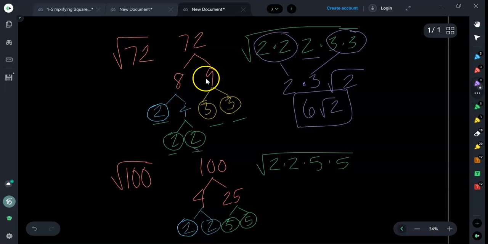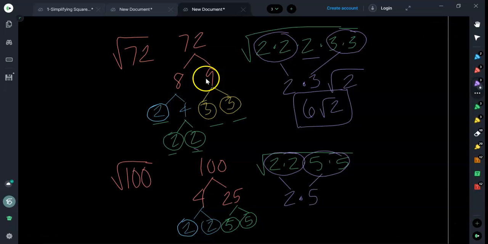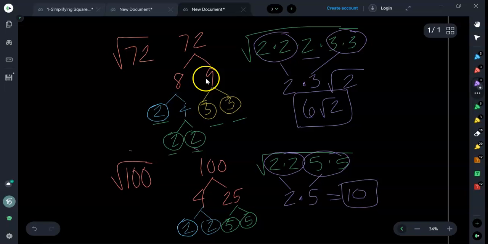My next step, let's look for pairs. We've got 2 pairs. I've got a pair of 2's, so the 2 comes out, and again, this is all multiplication. I've got a pair of 5's, so the 5 comes out, but there's nothing left underneath. What does that mean? Well, if everything pairs up, your number is a perfect square. 100 is a perfect square. So the square root of 100 is actually just 10. So when you don't have anything left under the radical, it's a perfect square.